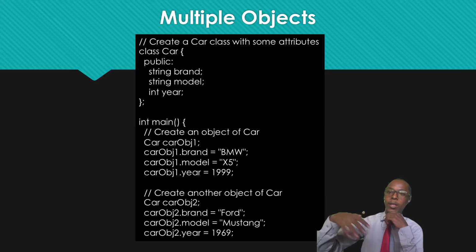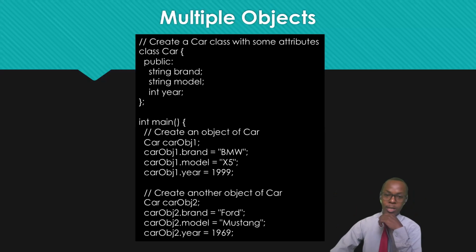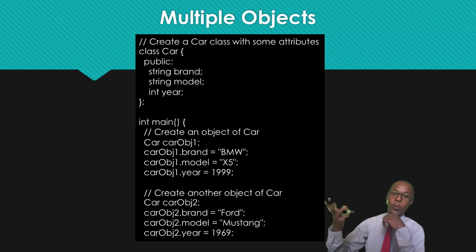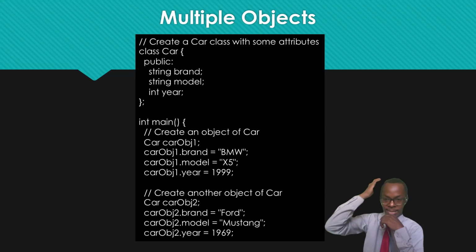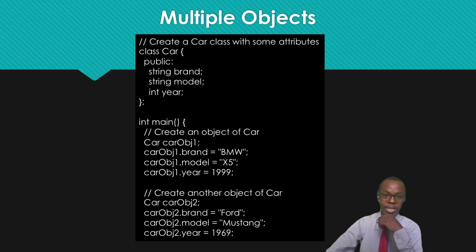You can create more than one object, depending on how many objects you have, or what things you want to print. For example, this was one object for BMW, and another object for a Ford car. So instead of using an array or structure, we use classes to print multiple variables with different data types. This is the way we create multiple objects.